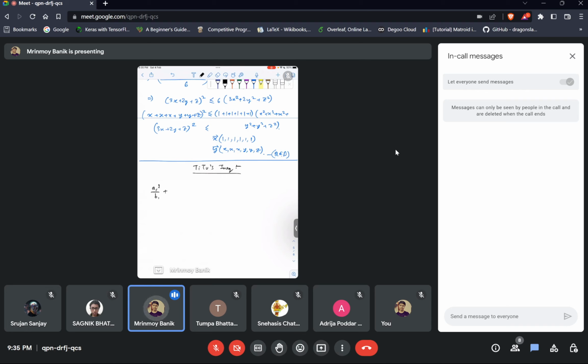So sum over ai squared by bi, that is a1 squared by b1 up till an squared by bn. So that is greater than or equal to a1 plus a2 plus a3 up till an whole squared by b1 plus b2 up till bn. So the condition is ai's and bi's must be positive reals, which is true for all the previous inequalities too. Not the Cauchy-Schwarz though.